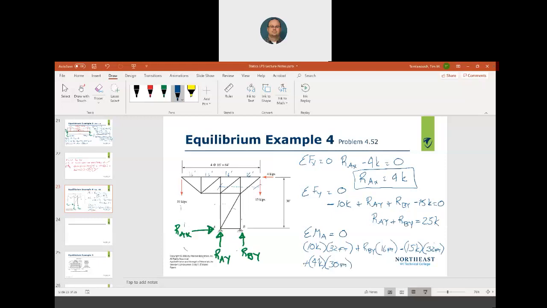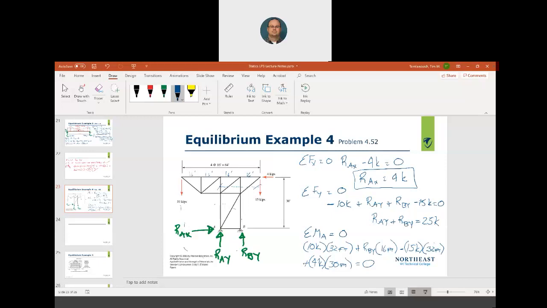So I just want to review. 10 kips, counterclockwise, positive, times 32. RBY, okay, is going, because it's pushing up, right? Attach a string to it. Counterclockwise, positive, times 16. 15 kips is going clockwise, so that's minus, negative rotation, times 32 feet, and 4 kips, right? I'm looking at my sense, and it is going counterclockwise around A, so that's positive, and my perpendicular distance is 30 feet, and that has to equal 0, and I can solve for RBY.